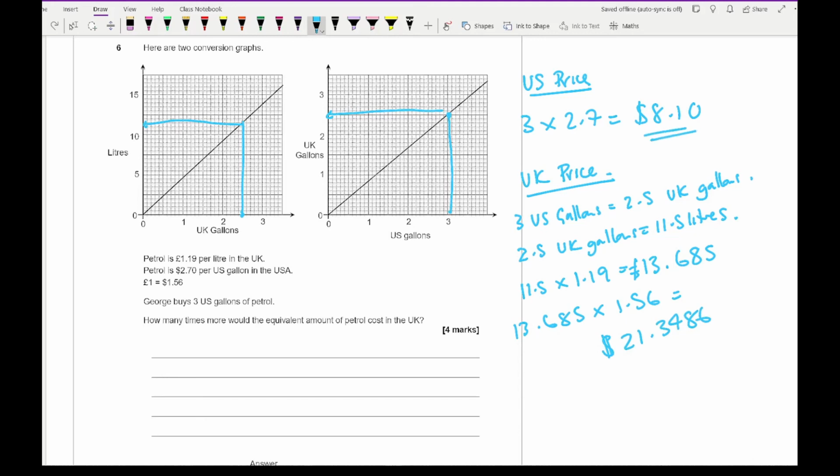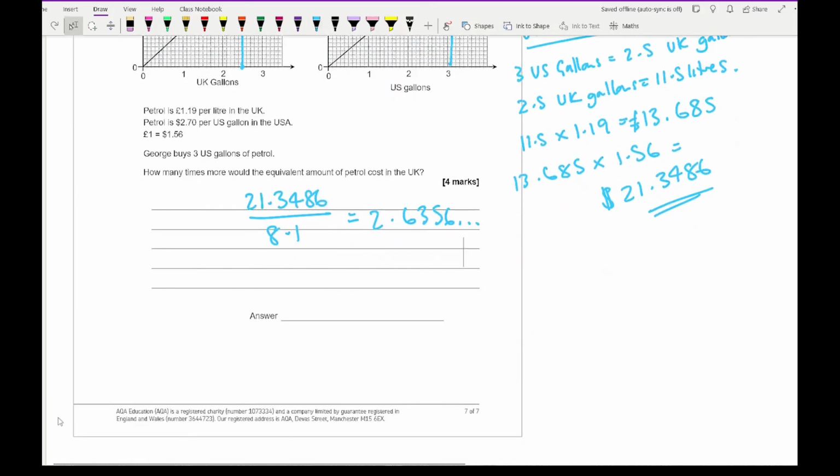So what I then need to do is compare these two amounts in terms of how much bigger it is. So it's 21.3486 divided by 8.1. If I do that on my calculator, I get an answer of around 2.6356, and so on. So in terms of how many times bigger, I would say it's roughly around about 2.64, and that's to 2 decimal places.